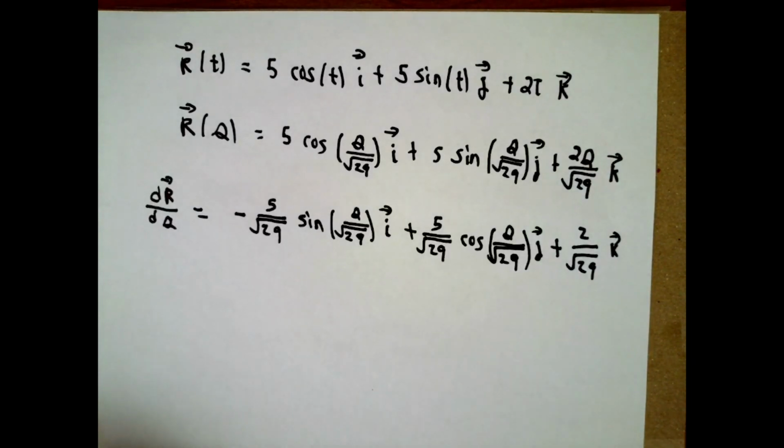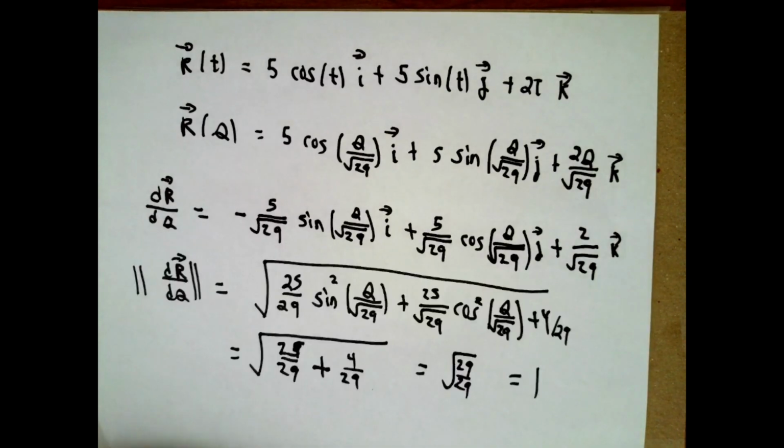This looks much more complicated than just doing dr/dt, but as we're about to find out, something very interesting happens here. Doing the usual calculation, the first two terms combine to give 25 over 29, while the other term is 4 over 29. Adding it up, that's radical 29 over 29, which is 1. This is a tangent vector in the direction of increasing s value, and its length is always 1. This is the unit tangent vector.